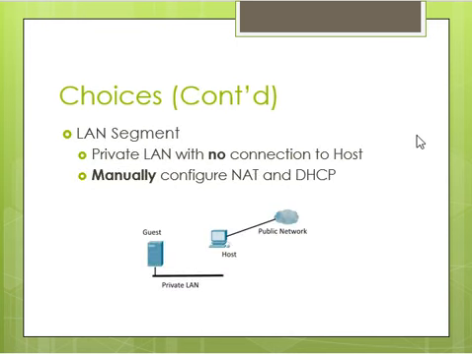We have something called a LAN segment. We can create a LAN segment, a private LAN with no connection to the host, and we can manually configure NAT and DHCP for it. And we can call this any name we want. So right now it says private LAN, that's the default, but you can create a network and call it Joe's LAN if you wanted.